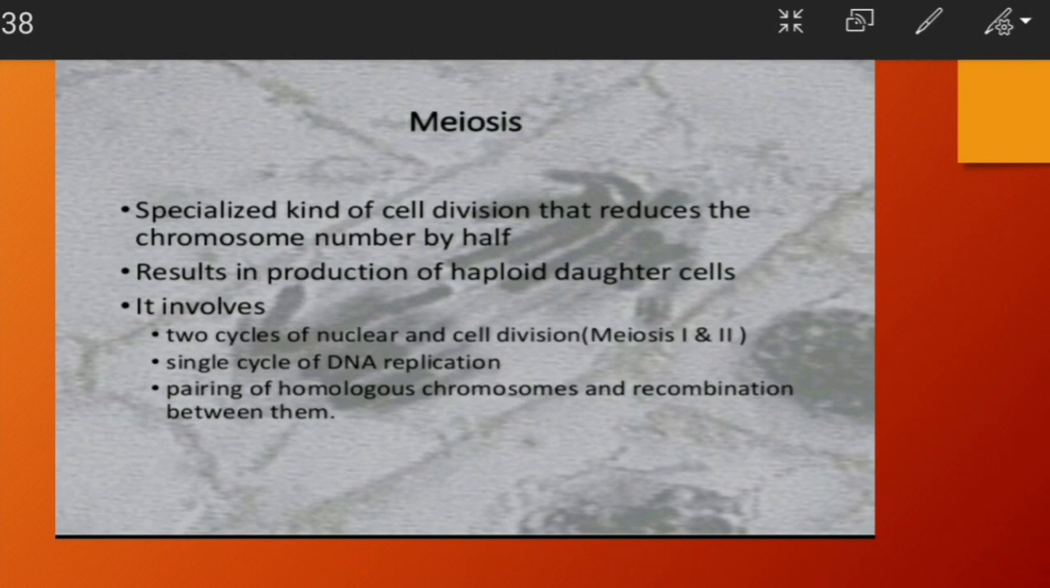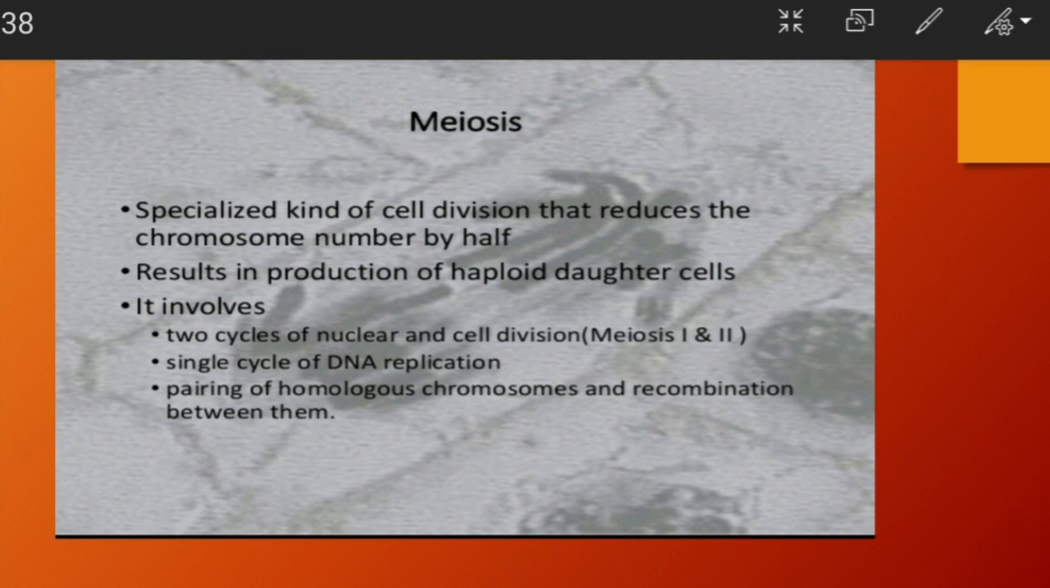So here I am once again, back with the concepts of the cell cycle. In the last class we discussed mitosis and its significance. Now let us discuss what meiosis is and what the significance of meiosis is. Meiosis, my dear children, is a specialized kind of division which reduces the chromosome number by half. Hence it is known as reductional division. It results in the production of haploid daughter cells.